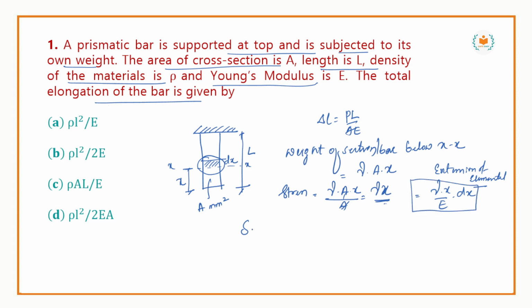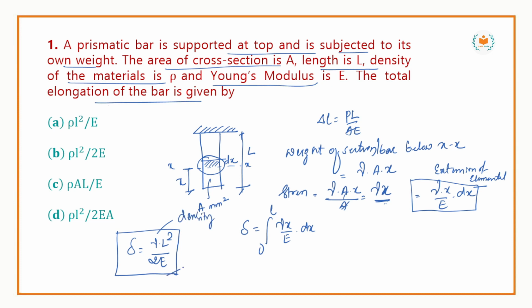So when we integrate that between the limits 0 to L, gamma x divided by E into dx, we get the elongation of the material as gamma L square divided by 2E, where gamma is the density of the material. So the answer for this particular question is option B.